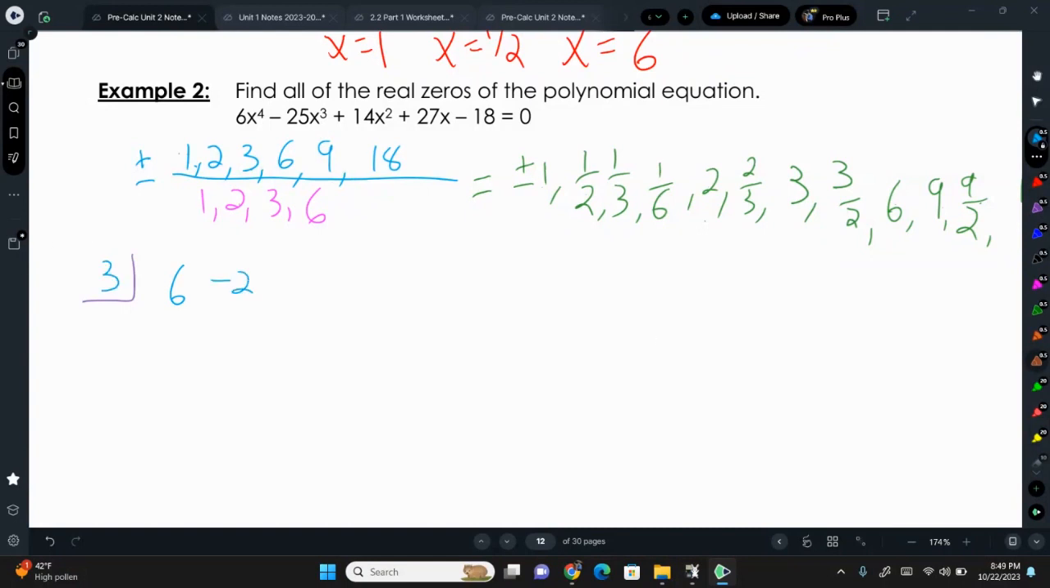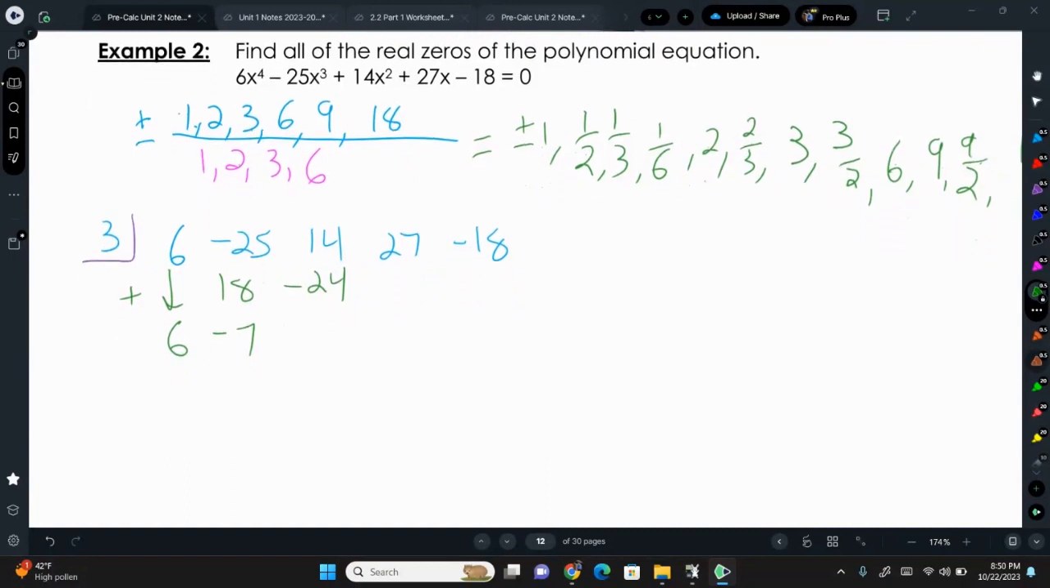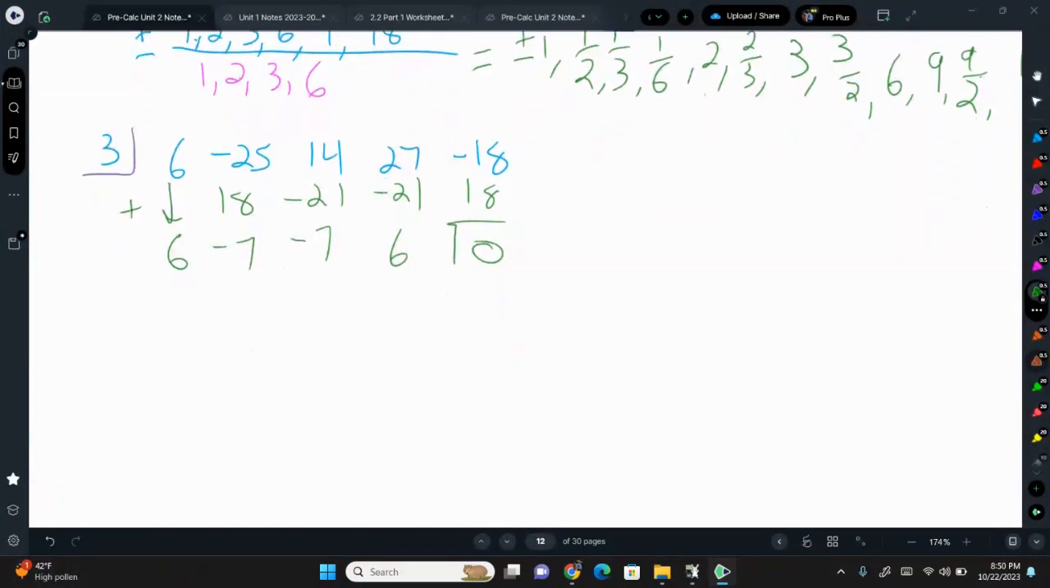So we have 6, -25, 14, 27, -18. Bring down the 6. 6 times 3 is 18. And add that, we get -7. -7 times 3 is -21. Add that, we get -7. -7 times 3 is -21. Then we get 6. 6 times 3 is 18. Okay, so 3 was a solution.